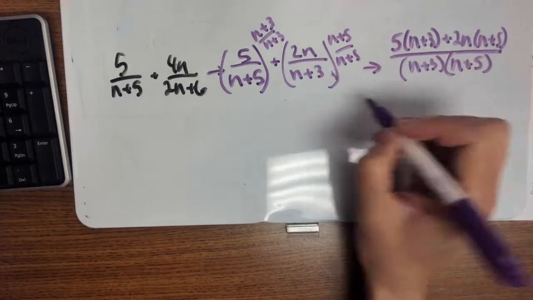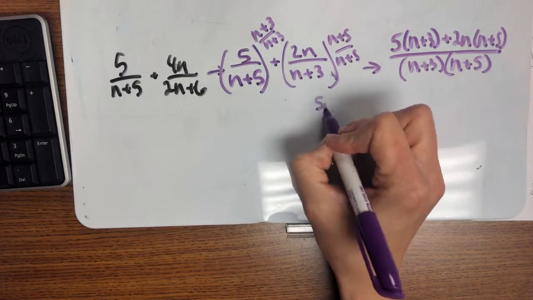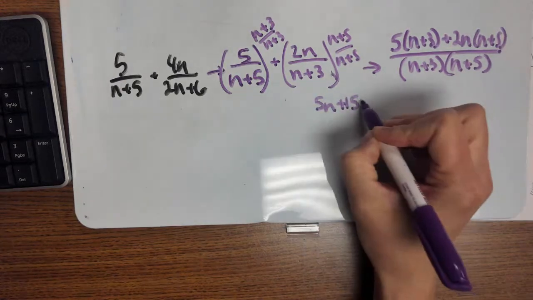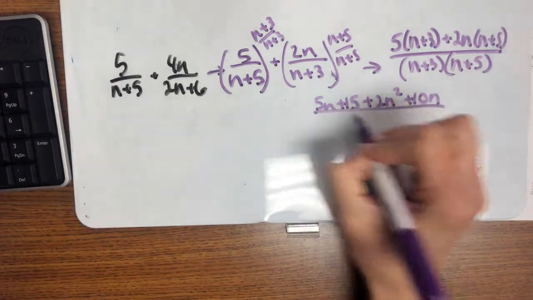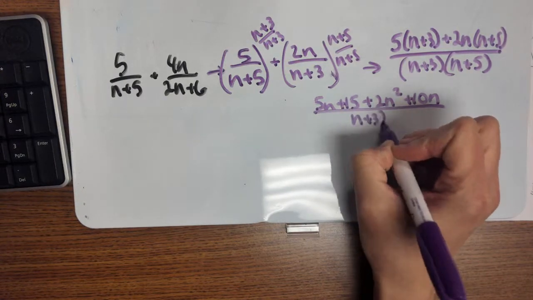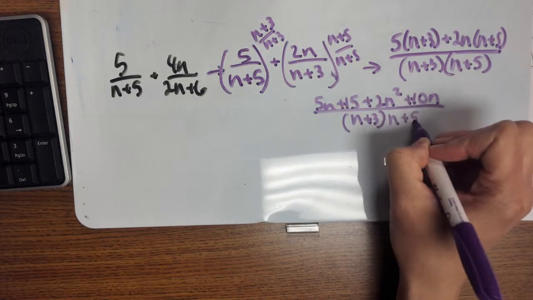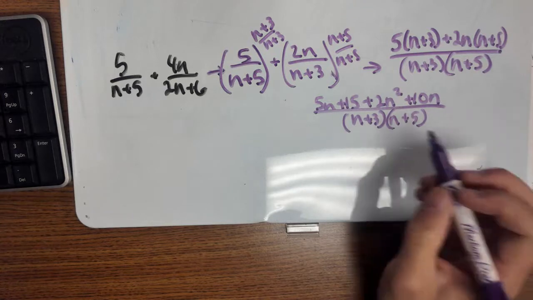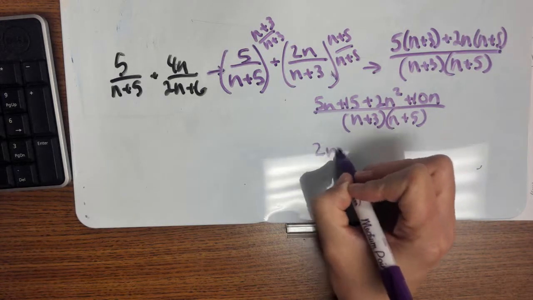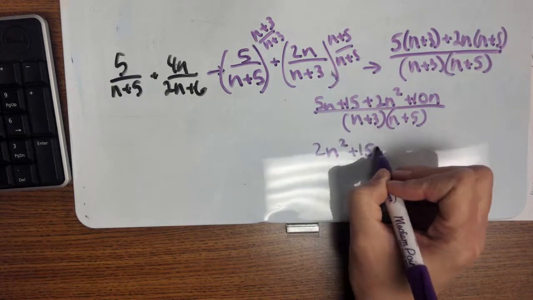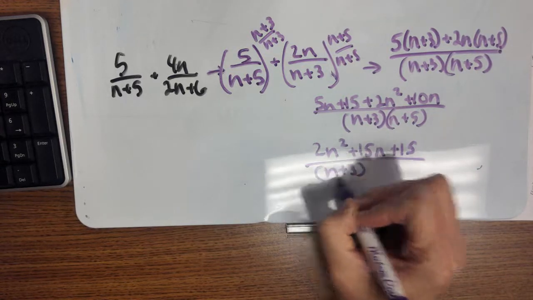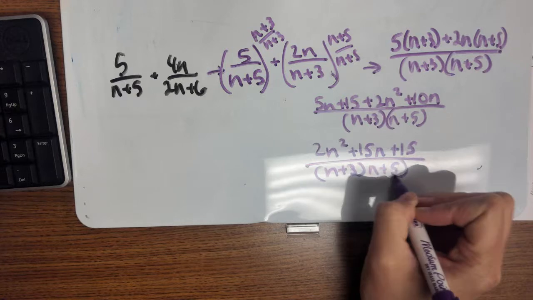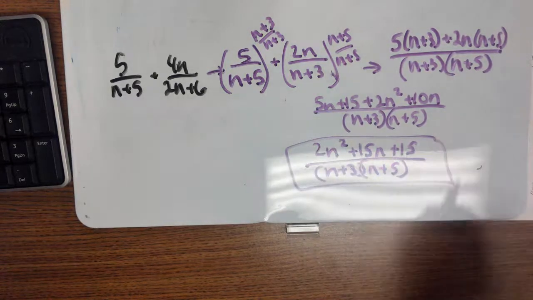I will go ahead and get these simplified, so 5n plus 15 plus 2n squared plus 10n, and I'm going to go ahead and tell you I did do the quadratic on this one again to make sure that it was not factorable. Go ahead and write it in standard form. And because I did the quadratic on the numerator and got decimals, that tells me that we're done. We can't simplify any further.